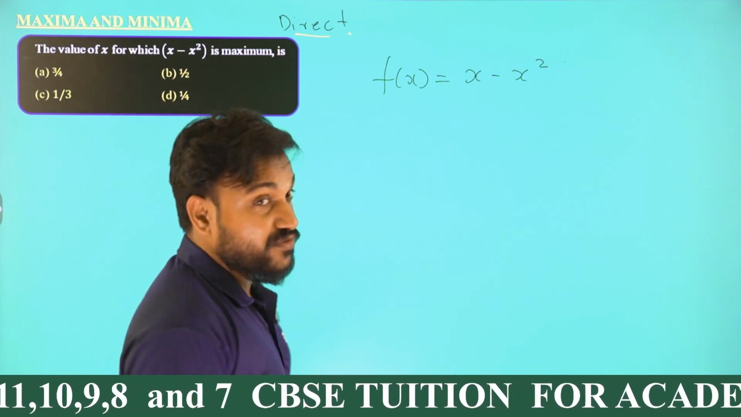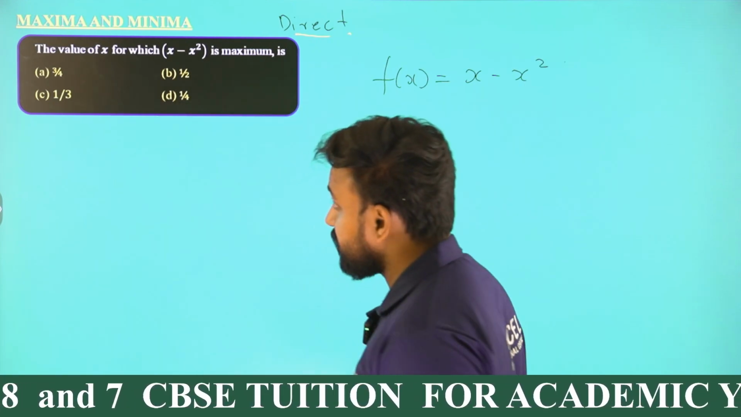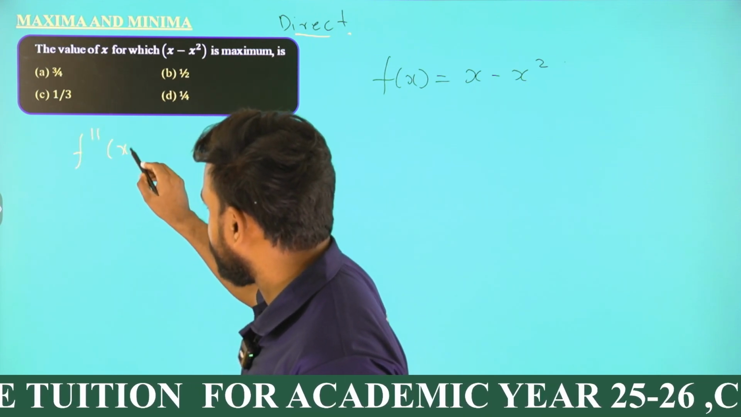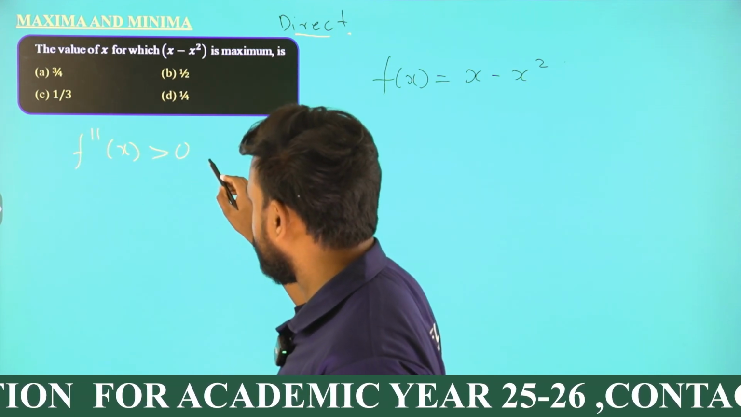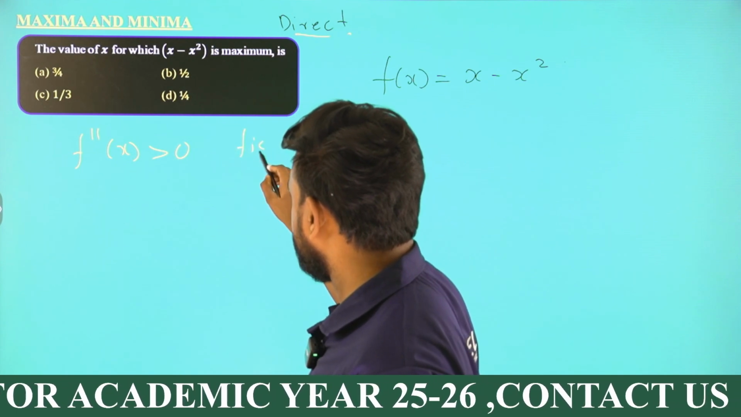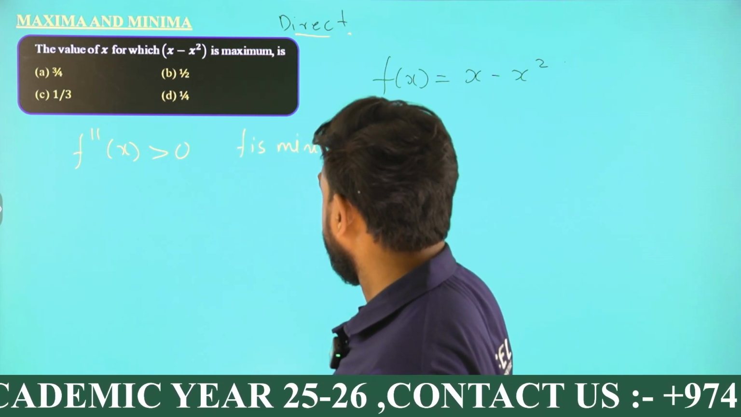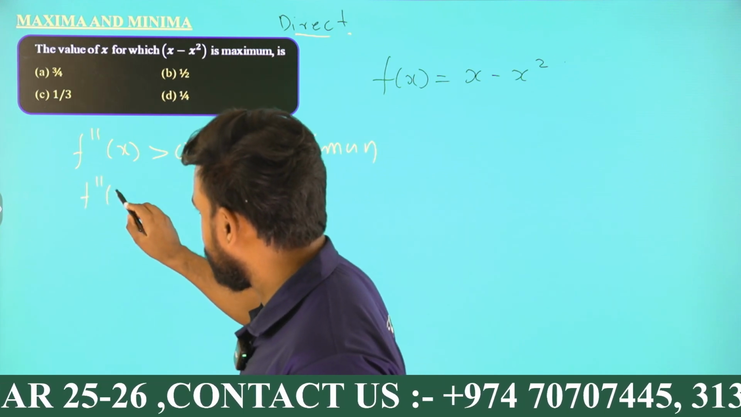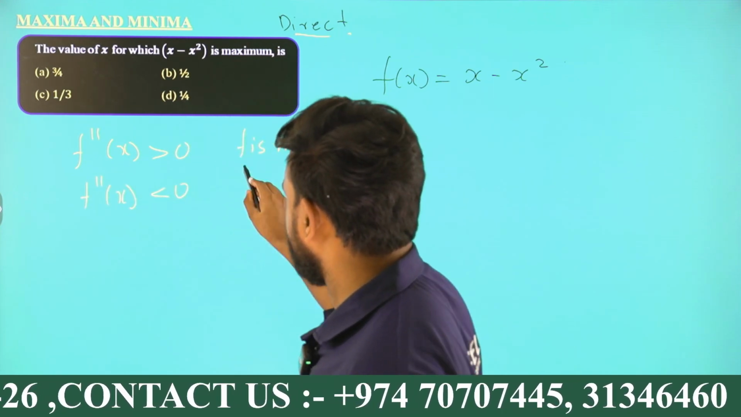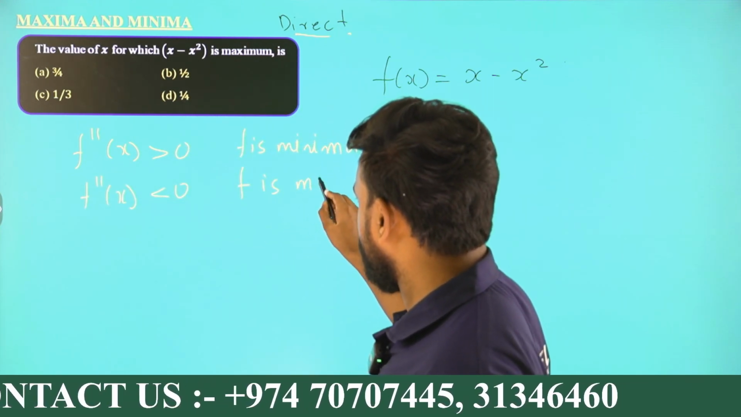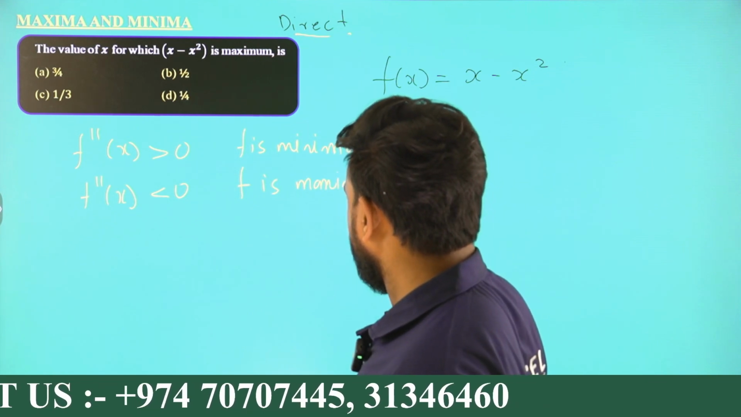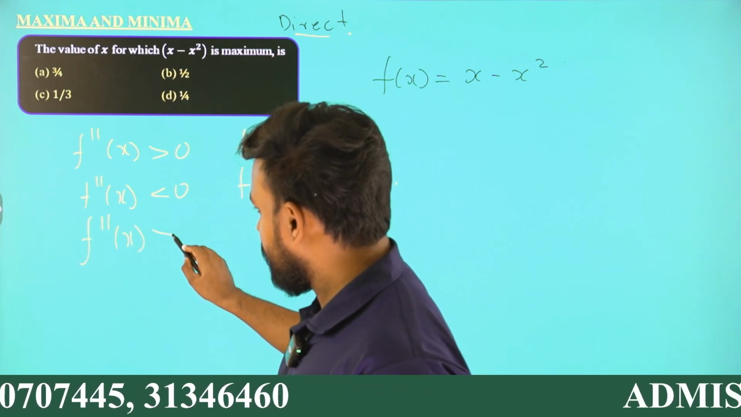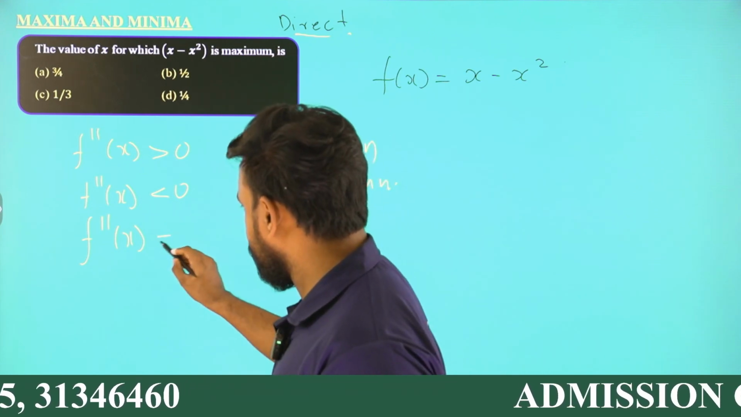So if you need to find the maximum, we have the second derivative test. What is the second derivative test? F double dash of x greater than 0 means f is minimum, and f double dash of x less than 0 means what? F is maximum, and f double dash of x equal to 0 means what?